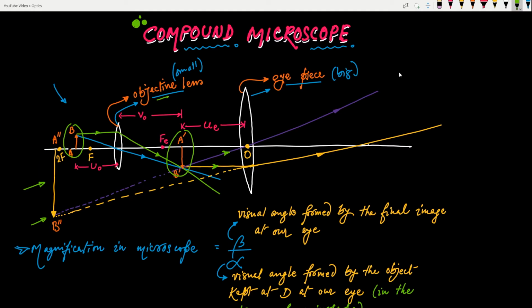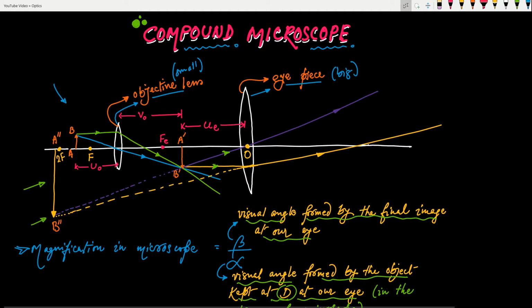Now let's look into the concept of magnification. Now we know that magnification in a microscope is given by beta by alpha, where beta is the visual angle formed by the final image at our eye, simple. And alpha is the visual angle formed by the object kept at D, where D is the distance of distinct vision, 25 centimeter, at our eye in the absence of the microscope. This is very important. I've taken my time to explain this concept.